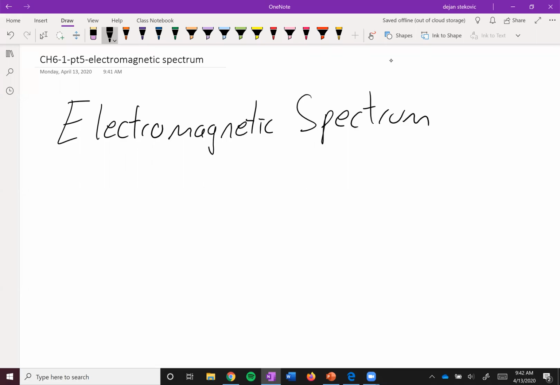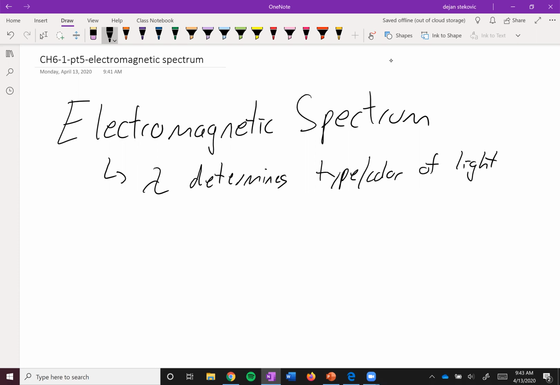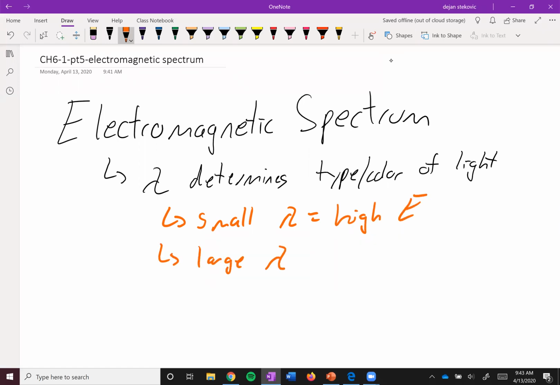All right, last time we said that light can be considered a wave in the electric and magnetic field. So the electromagnetic spectrum is basically the spectra of all the different types of light. And remember that wavelength here is what determines the type/color of light. And remember we said small wavelength is high energy and large wavelength is low energy. And you can think in terms of frequency as well.